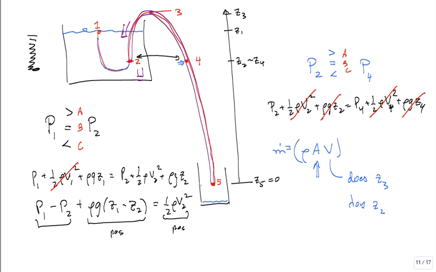If I change the location of 5, maybe I move it down further, will that change the flow rate? If I change the location of 5? Well, yeah, maybe I should have put 0 way down here. And then in all the equations, it would be Z1 minus Z5. It's always the difference between the fluid level in the tank and the outlet of the tube. Okay?